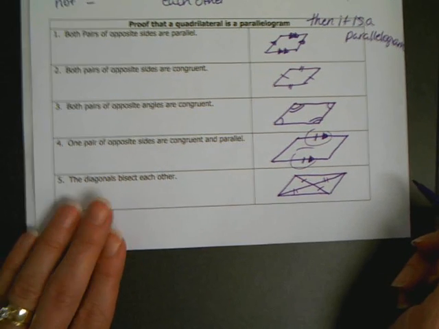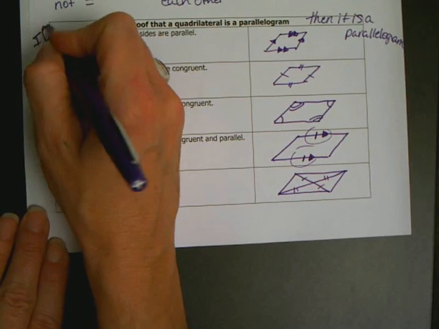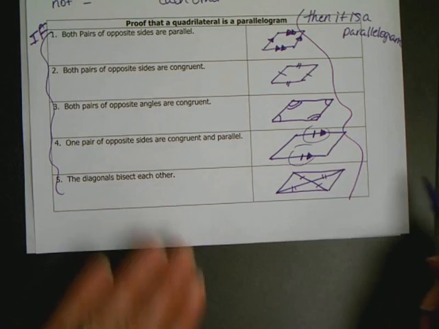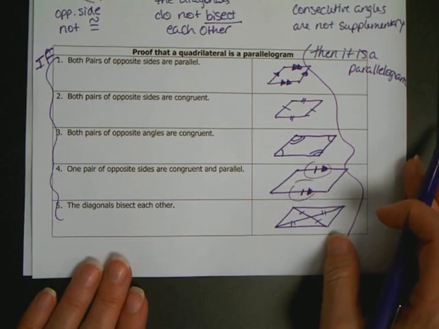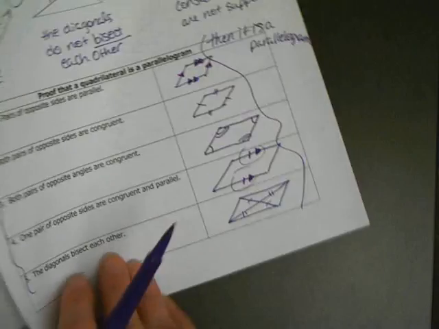So in all of these statements, we're saying it's like an if-then statement. If this is true, then it is a parallelogram. So you're just creating an if-then statement, the converse of what you had stated on the other page right here.